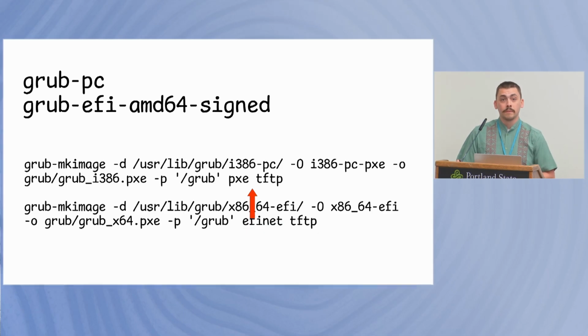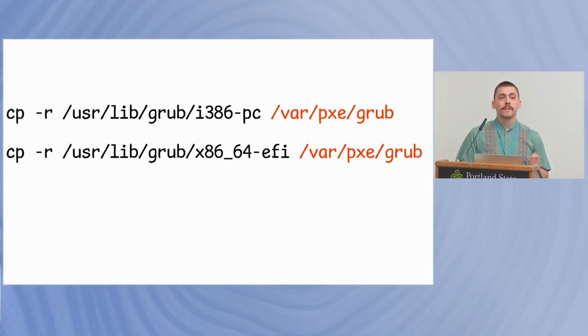Putting those libraries in place couldn't be easier because they're already present on your system. If you installed the packages on the previous slide, all you need to do is run these two commands to make a copy of them that will be accessible over TFTP. You could do a symlink if your TFTP daemon is following symlinks and if the user that it's running as can access those files, but it's a lot simpler to just copy them.